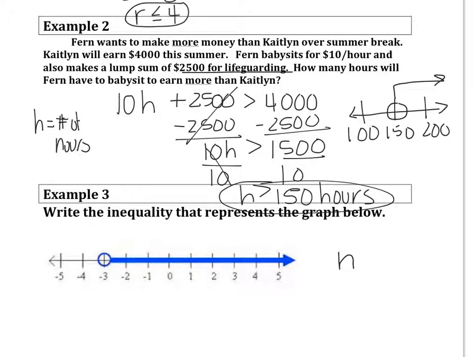You can choose whatever your last name is too if you'd like. N is going to be greater than -3. It's all the numbers bigger than -3. I'm not going to put the or equal to sign because it does not include -3 because there is an open circle there.